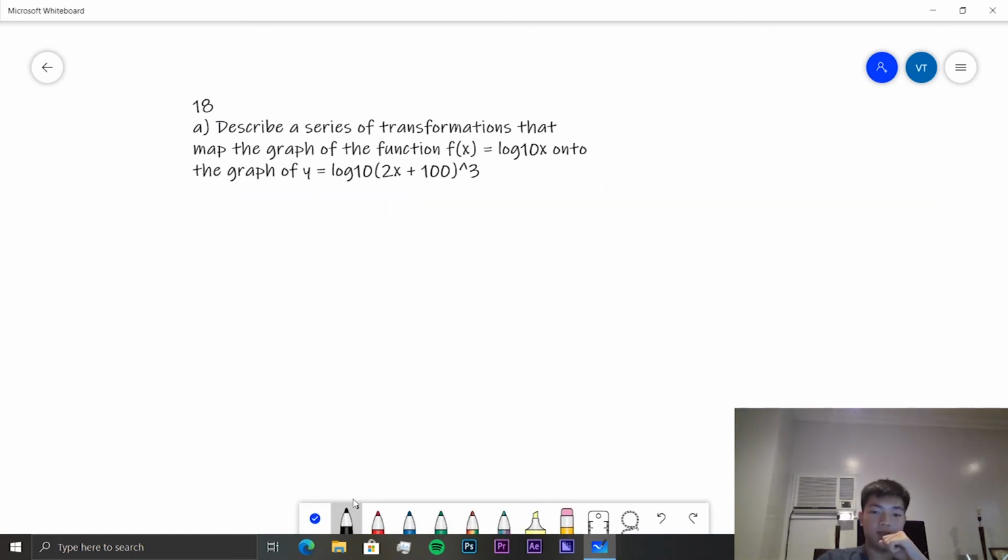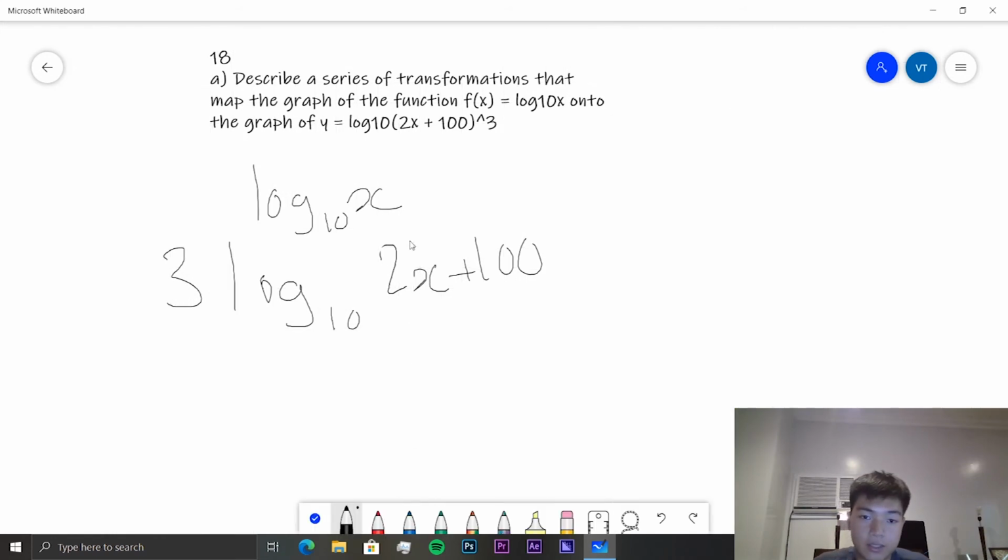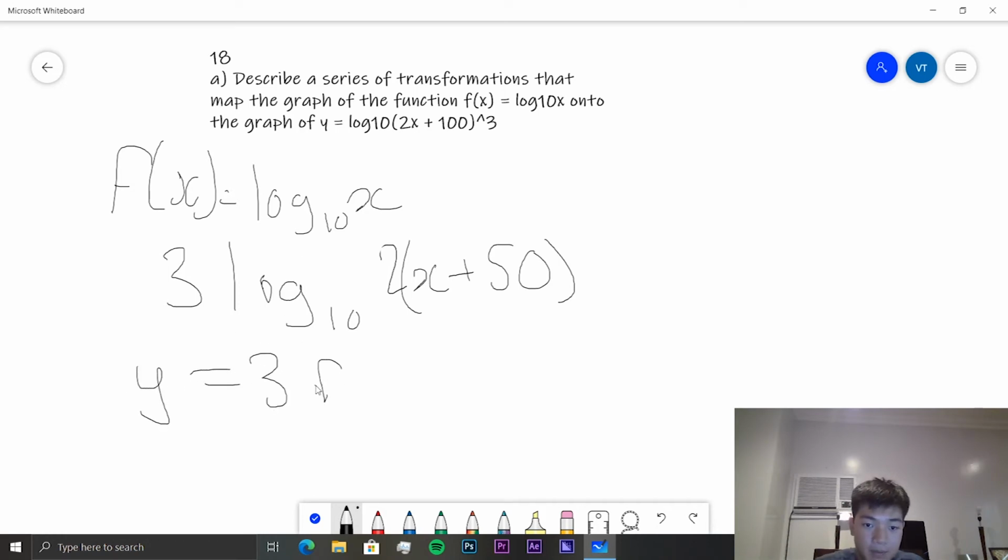And what I mean is this is log 10x, and we need to map it onto log 10 times 2x plus 100 cubed. And this looks daunting until you realize that you can actually remove this from the front and simply add it to the front of this function. So this will stretch the function, and so this is equal to 2 times x plus 50. And so if we say that f of x is equal to log ax, this new one is equal to y is equal to 3 f of 2 times x plus 50.